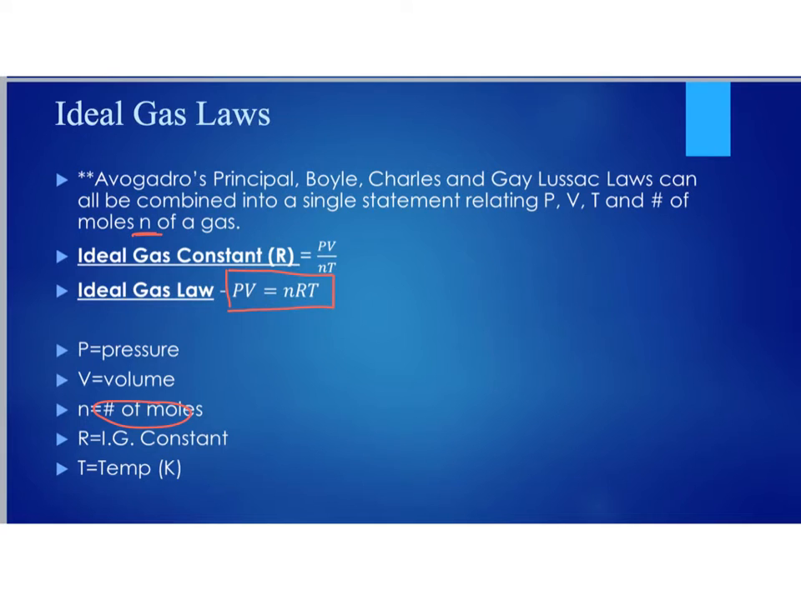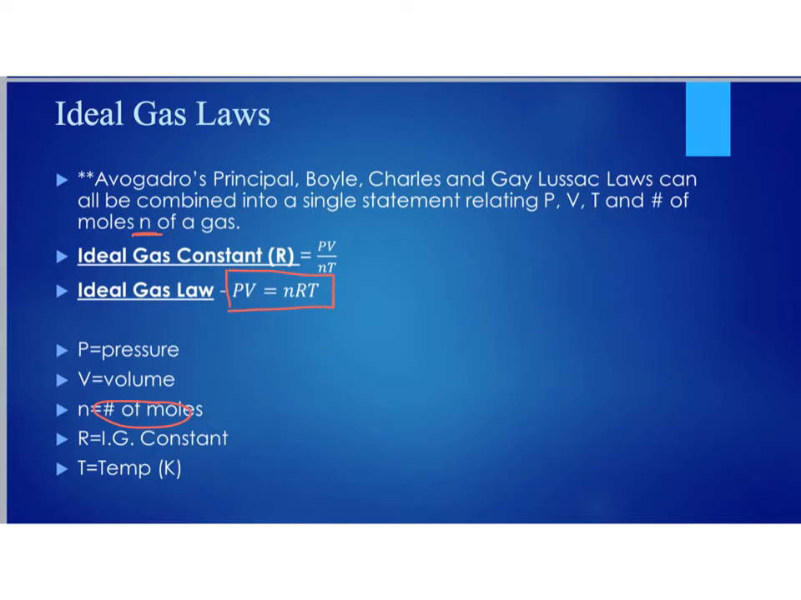But as you can see right here, P is still pressure, V is volume, n is the number of moles, R is something that we call the ideal gas constant, which we'll talk about here in a second, and T is again our temperature in Kelvin.